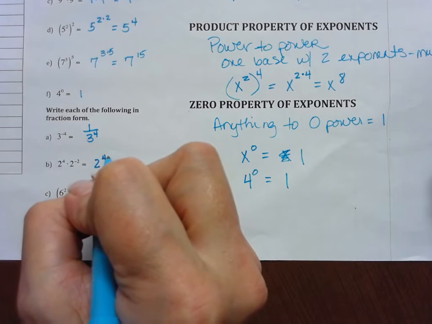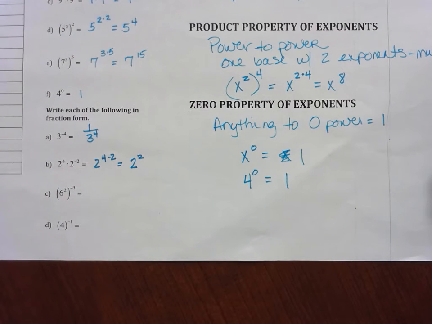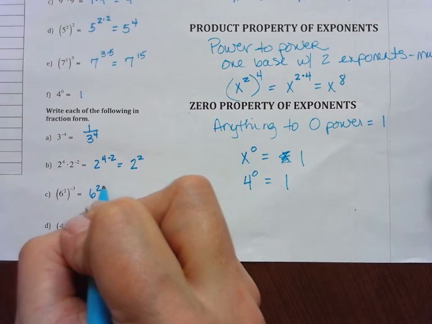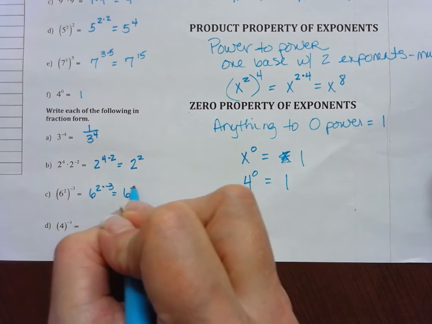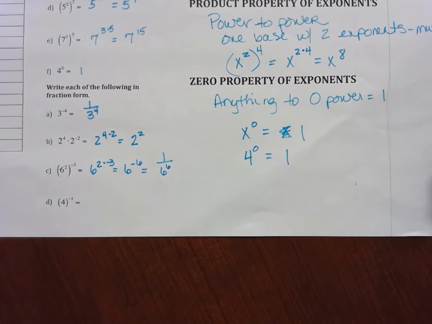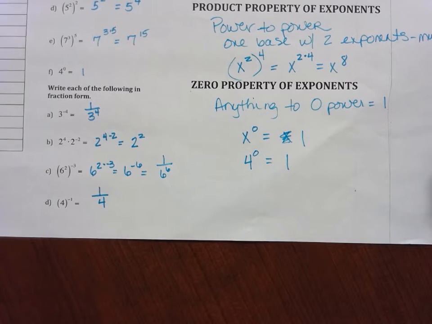2 to the 4 minus 2 gives me 2 squared. But 6 to the 2 times negative 3 gives me 6 to the negative 6. So that's going to give me 1 over 6 to the 6th. And 4 to the negative 1 would just give me 1/4. Feel good on those?